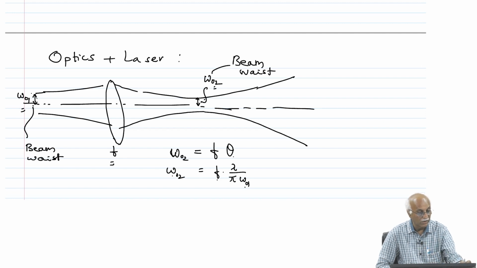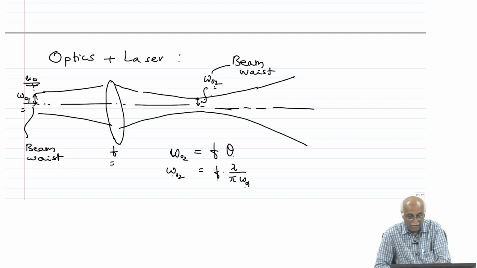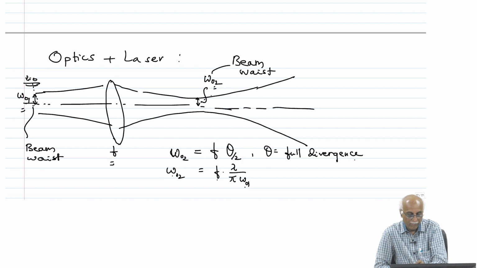I am not talking about beam spot size. Beam waist means this position W0 at this radial distance, estimated at Z equal to 0 position. I am talking about radial only, so half divergence. That is why I will write theta by 2 here, where theta is the full divergence angle. Is it okay?